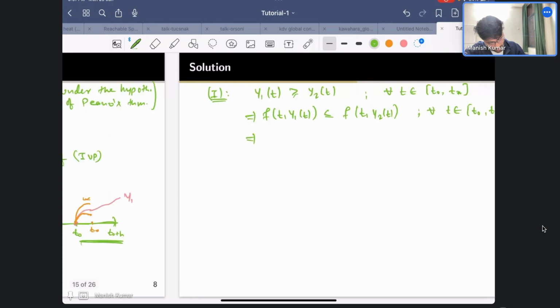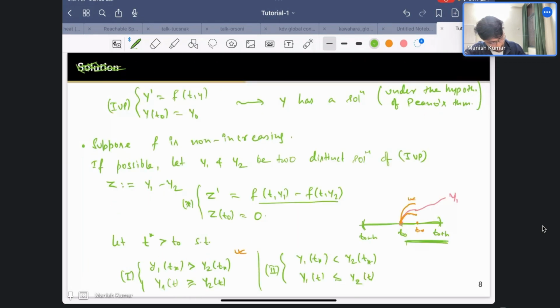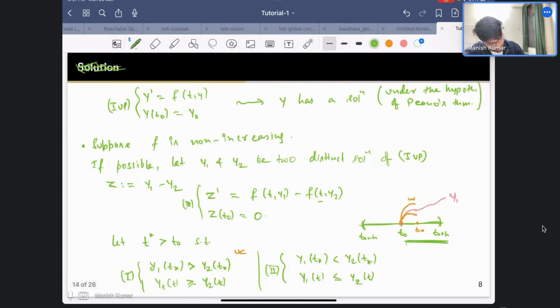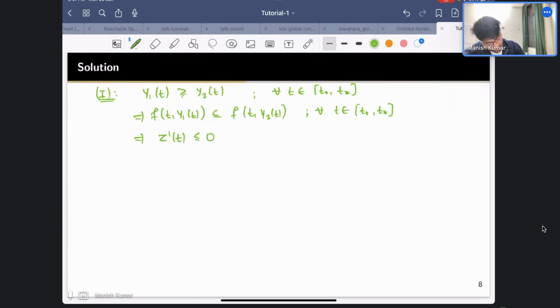Now look at this term. This is f(t, y1) minus f(t, y2). So this tells you that z'(t) is less than or equal to 0 for all t in [t0, t*]. Now this will give you that z is decreasing, right? This says that z(t) is decreasing.